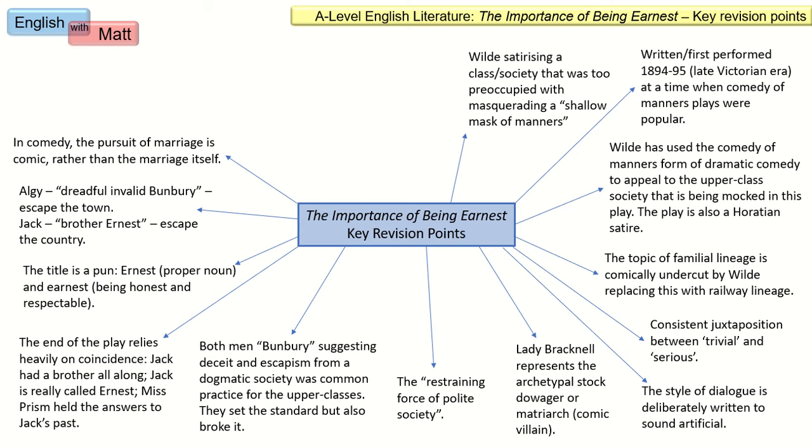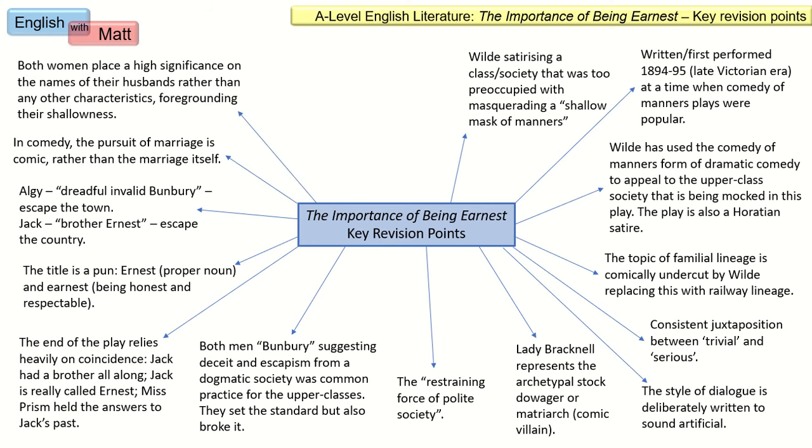Algy and Jack, of course, are both lovable rogues. They're both scoundrels. And we like those because they often are entertaining for us. And after a play like this, these can be an audience's favourite characters because they've made us laugh the most. So again, we can call them lovable rogues.